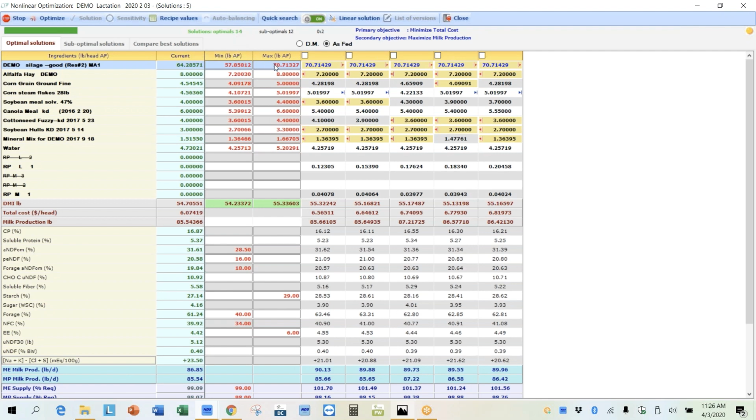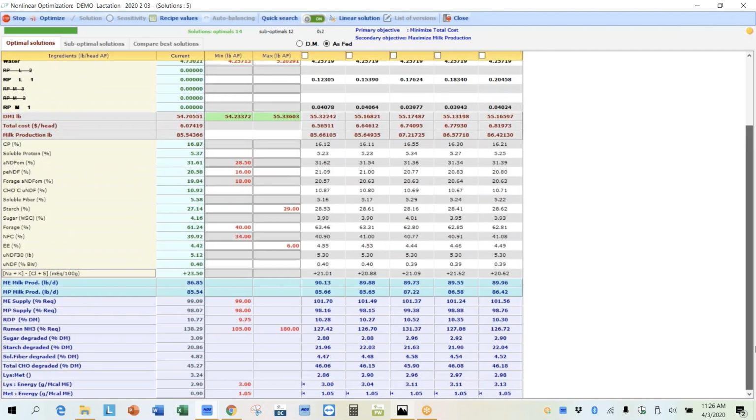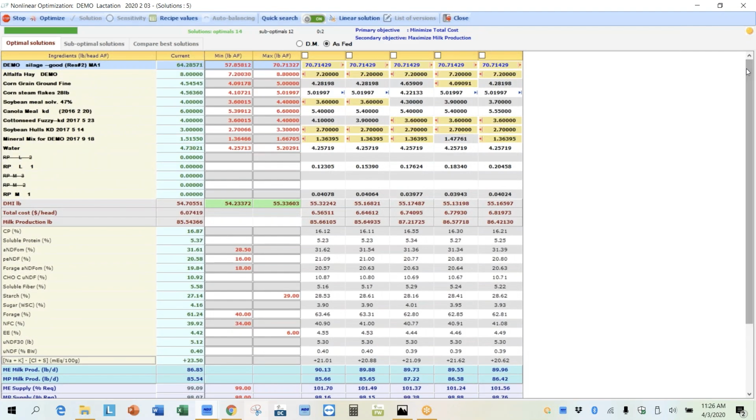And just in the optimizer itself, you can see that my max as fed was 70.7. It's bumping up against there each time. 7.2 on the lower side of my hay, and it's bumping up against those. But it is calling these optimal diets. So if I run down here, and you can see I've hit my 3 and 1.5 here. Now, I can accept any one of these and go back and manipulate it, but just quickly looking at how you might run the optimizer to do that.